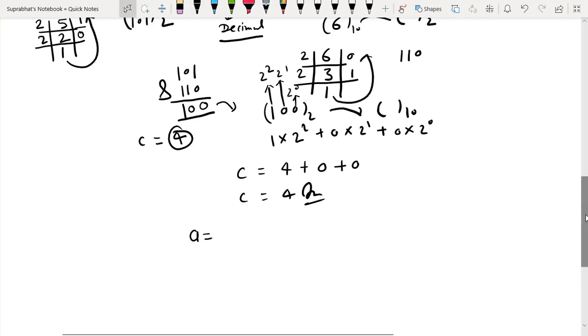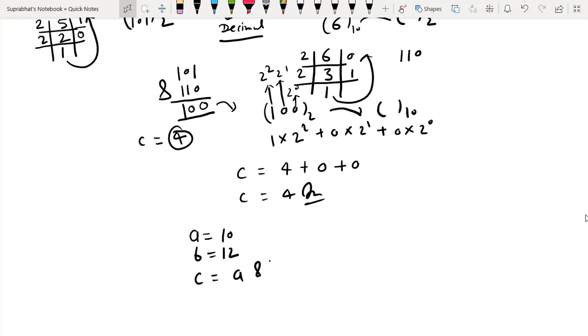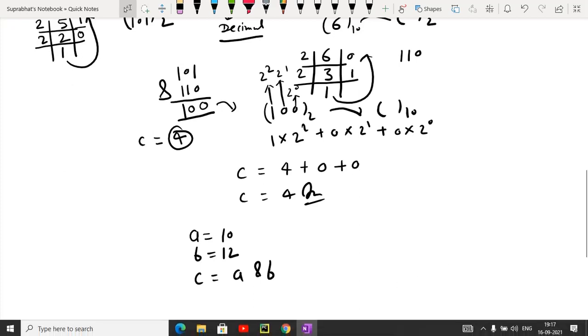Here a equals to 10 and b equals to 12. Now you have to apply c equals to a and b. Calculate first and send me the result.